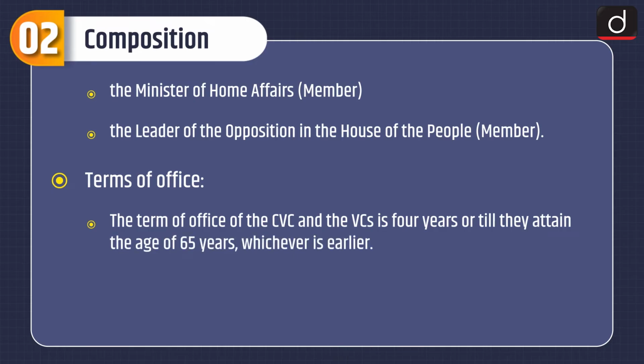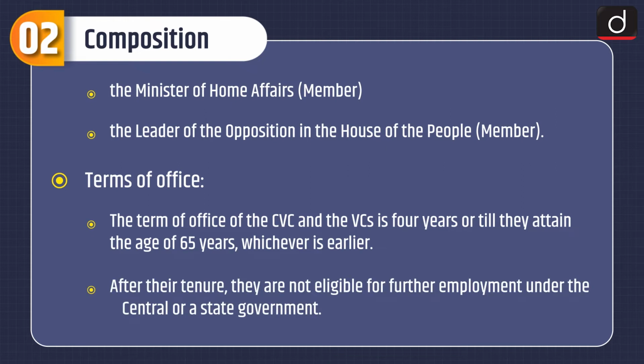Terms of office. The term of office of the CVC and the VCs is 4 years or till they attain the age of 65 years, whichever is earlier. After their tenure, they are not eligible for further employment under the central or state government.